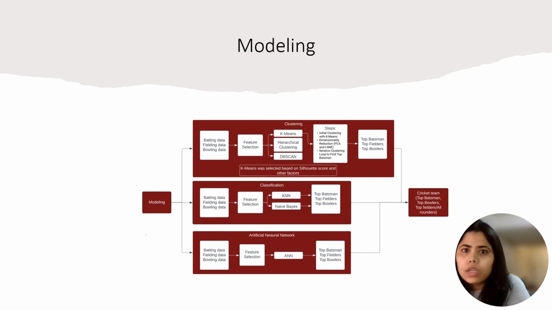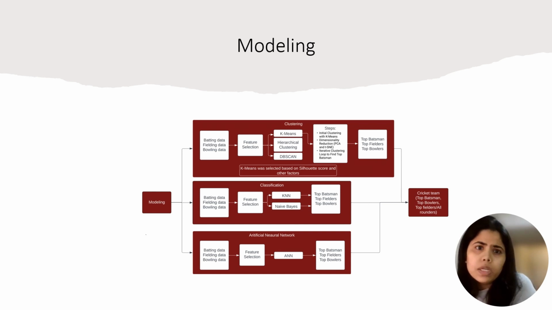For clustering, we compared k-means, hierarchical clustering, and DBSCAN. Based on the performance and silhouette score, we selected k-means as it had the best results. We initially clustered players using k-means, then visualized the clusters using dimensionality reduction techniques like PCA and t-SNE to better understand the clustering outcomes.